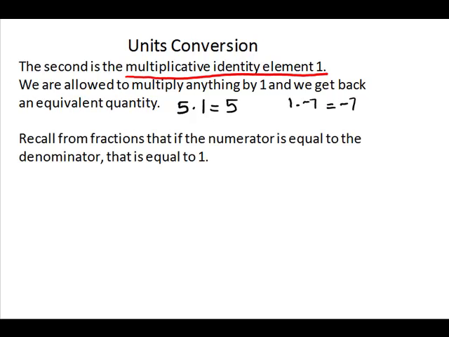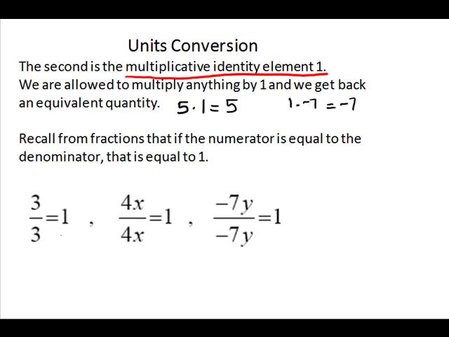Recall from fractions that if the numerator is equal to the denominator, that fraction is equal to 1. Here are some examples of fractions equal to 1. 3 divided by 3, same numerator and denominator, it equals 1. 4x divided by 4x, it equals 1. It doesn't matter what x is because it's the same thing divided by itself. So it equals 1. -7y divided by -7y. It's also the same thing divided by itself, so it equals 1.